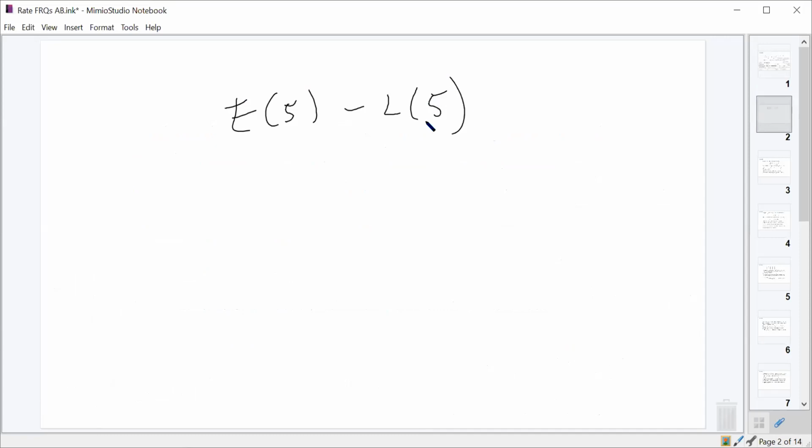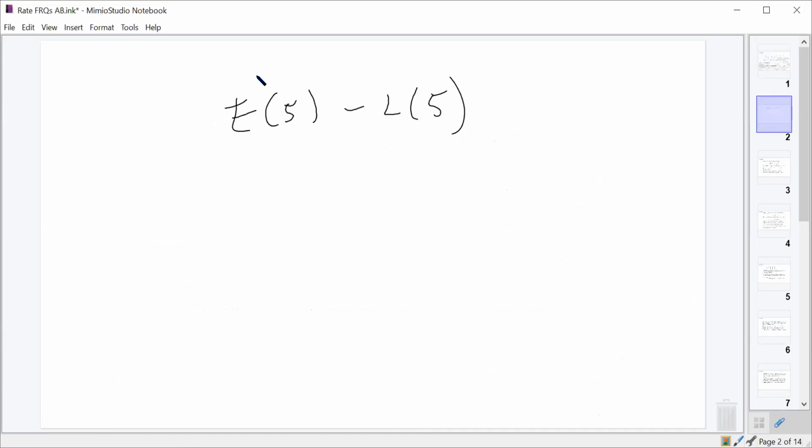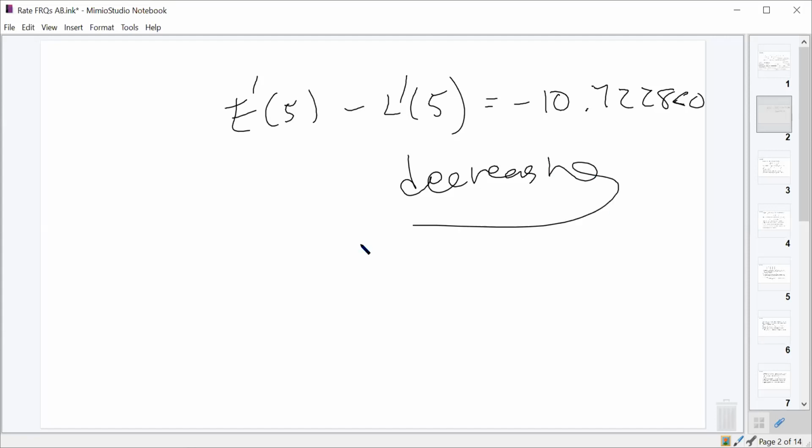Oh, sorry, not the rate of change of. Is the rate of change in the number of fish increasing? So we need E prime of 5 minus L prime of 5. We want to know if that function E minus L is increasing or decreasing. So E prime of 5 minus L prime of 5, what does that come out to be? Negative 10.7228, which is less than 0. So it'd say it's decreasing. Good? Yeah, good.